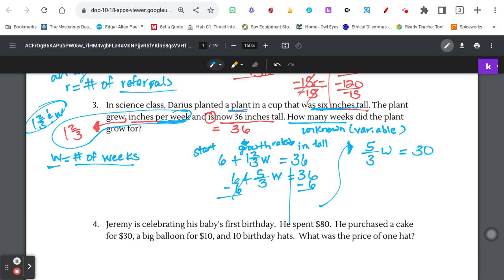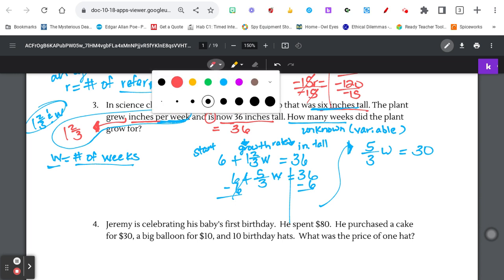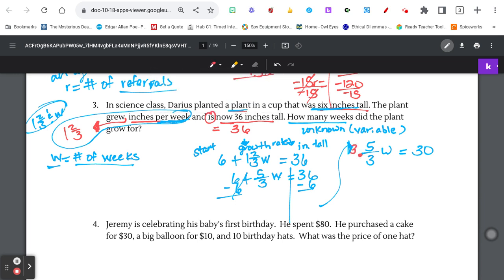And how do I get rid of a fraction that's attached to a variable, guys? You multiply by the reciprocal. The reciprocal of 5/3 is 3/5. Put an imaginary 1 there. These will cancel. I end up with 90/5. And of course, 5 will go into 90 exactly 18 times. So how many weeks did it take? It took 18 weeks for that plant to grow to 36 inches tall.